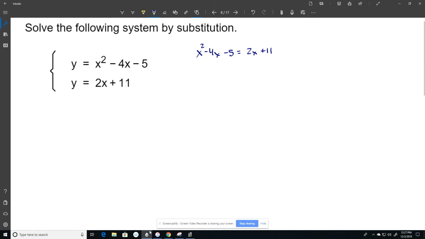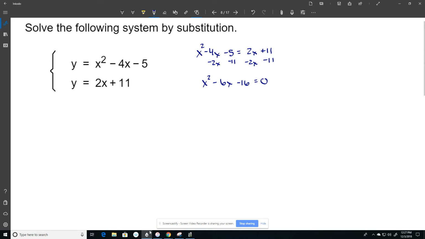Now, if you remember the steps to solving these x squared ones, I want to move everything to one side. So I'm going to minus 2x from both sides. And I'm also going to minus 11. And I hope you're okay that I'm doing that at the same time. So x squared minus 6x, negative 5 minus 11, negative 16 equals 0.